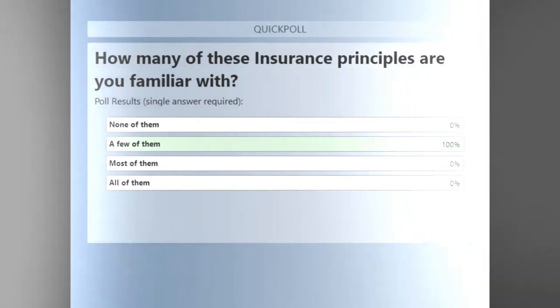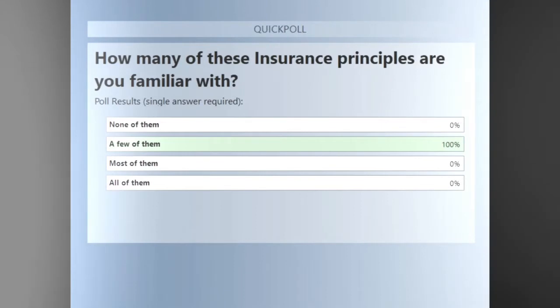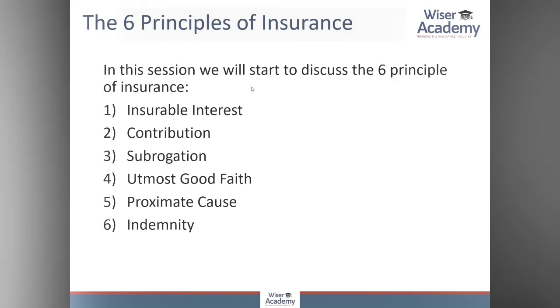In this session we're going to look at insurable interest and contribution, and then in future sessions we will move on to look at the others. So let's start with the first one, insurable interest.